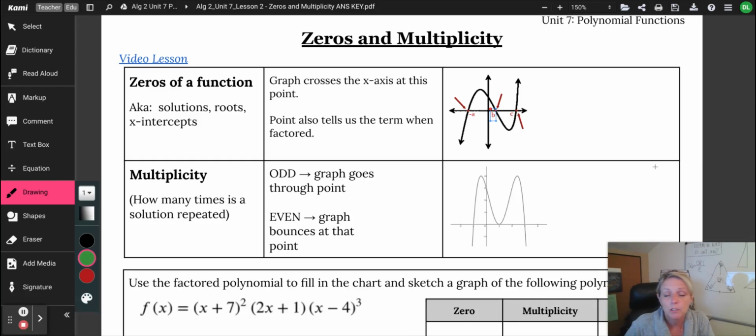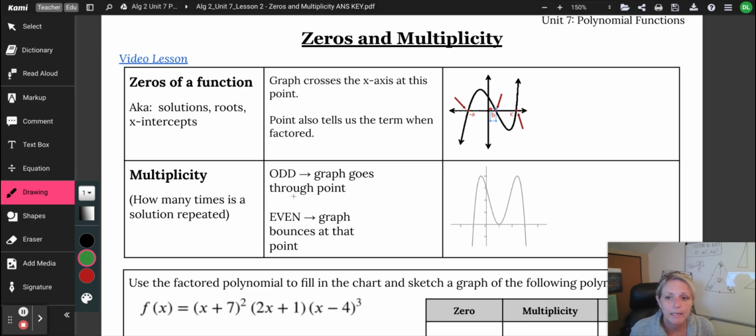So we've already talked about zeros of functions. That is your solution for your function. So this is where it crosses the x-axis, and they can be called roots, zeros, solutions, x-intercepts. Those are all talking about just where the function crosses the x-axis. So we've done that for a while. Today we're going to take a different look at it and kind of look at the converse of that.